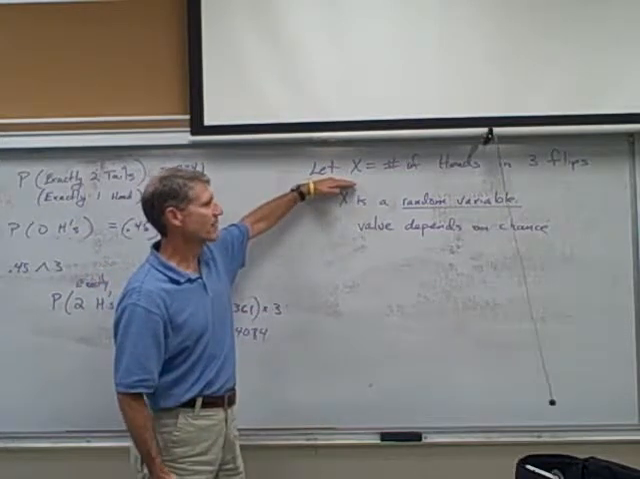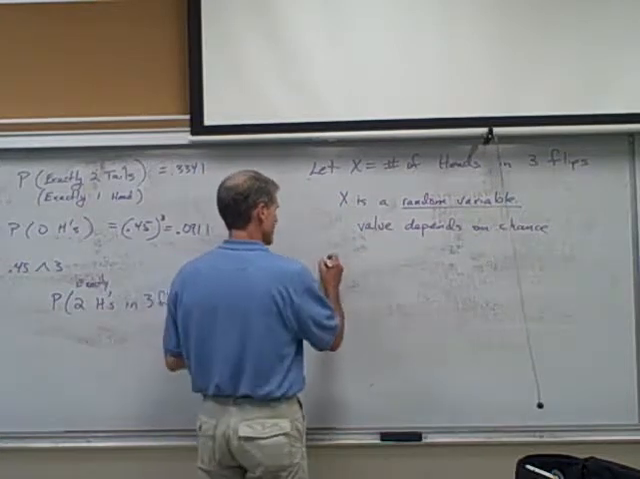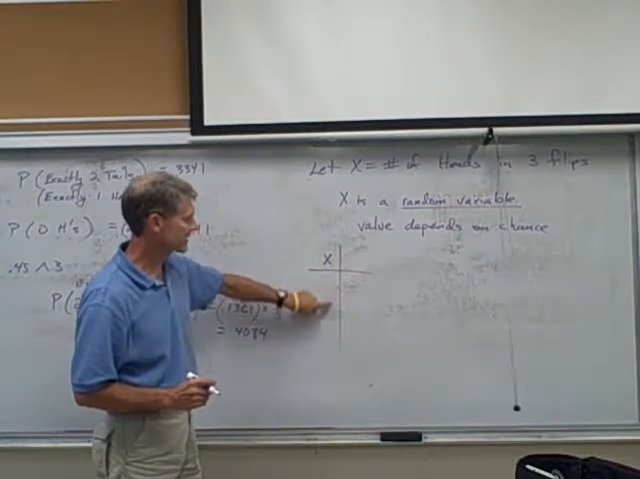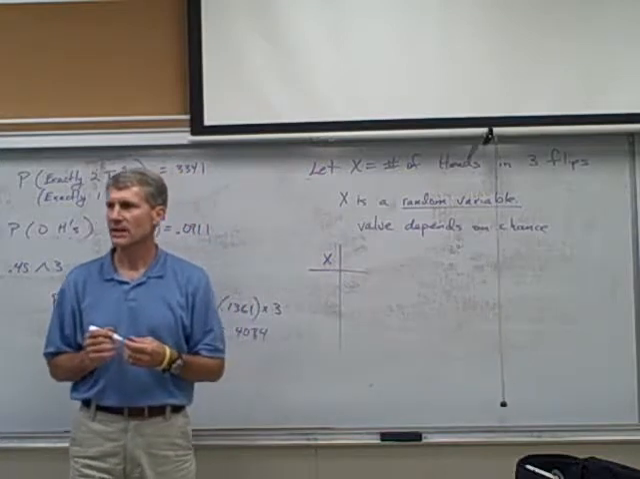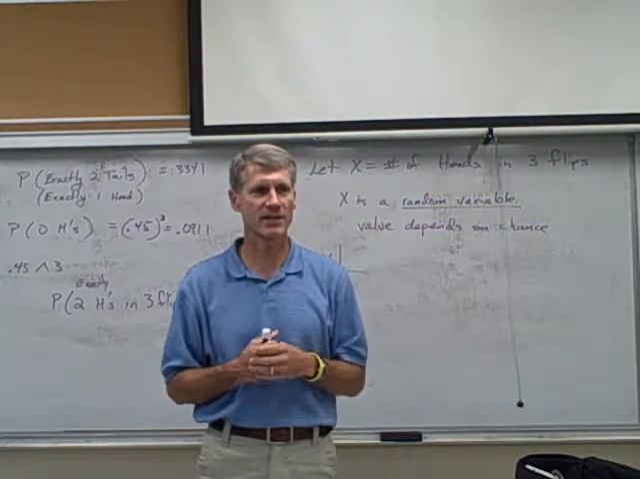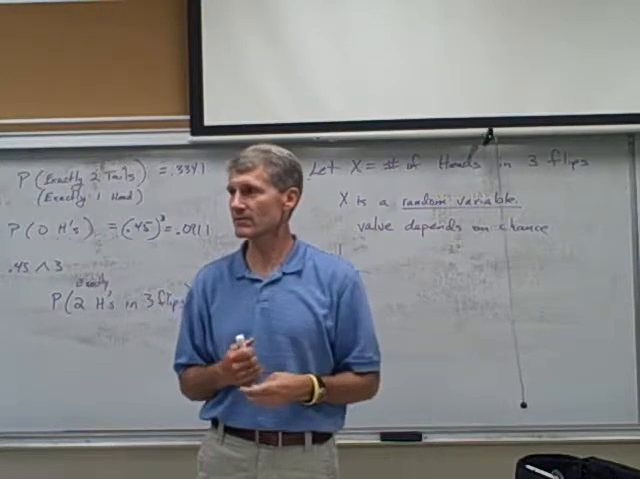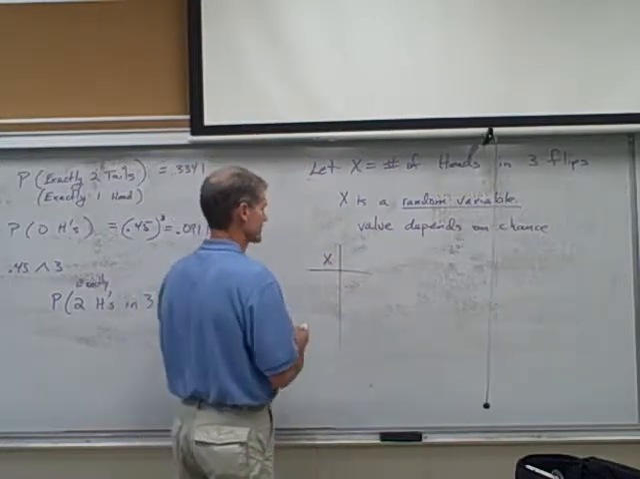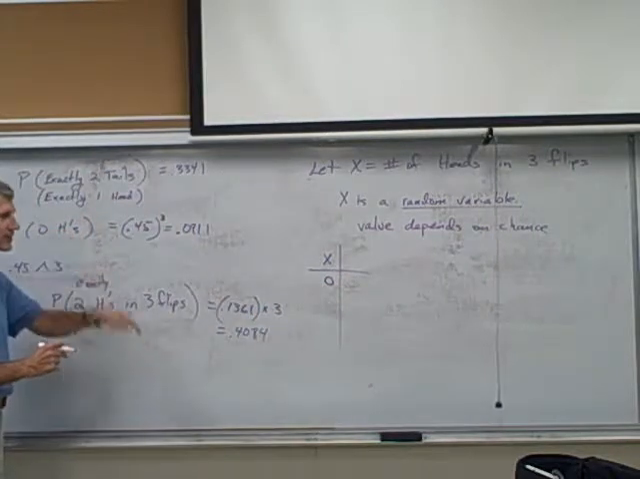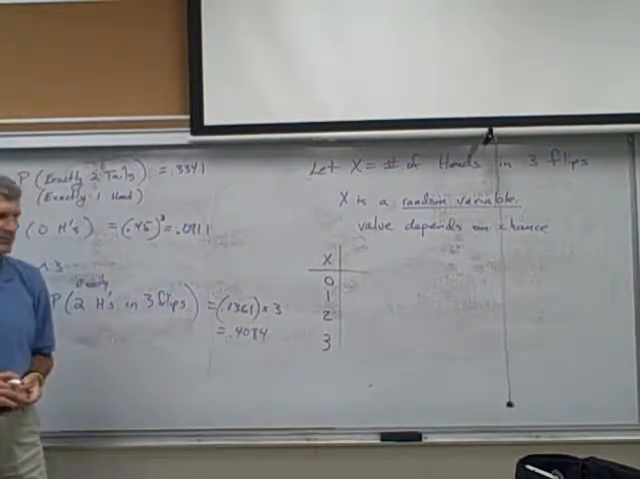So if we let x be the random variable, number of heads in 3 flips, then let's make a little table and write down all the possible values that x can take on. How many heads can you get in 3 flips? 3. You can get 3. Is that the only value x could take on? You could get 0, 1, 2, or 3 heads, right? And those are represented by the different branches. So 0 heads was 3 tails. Tail, tail, tail. 1 head, 2 heads, or 3 heads are the only possibles, right?